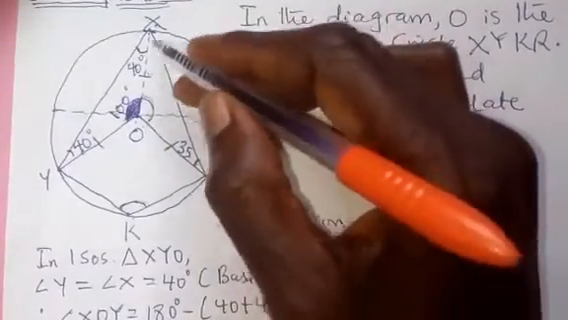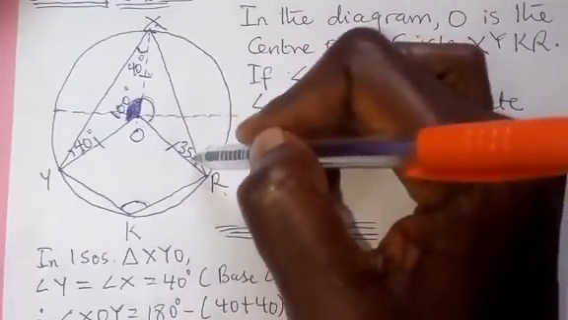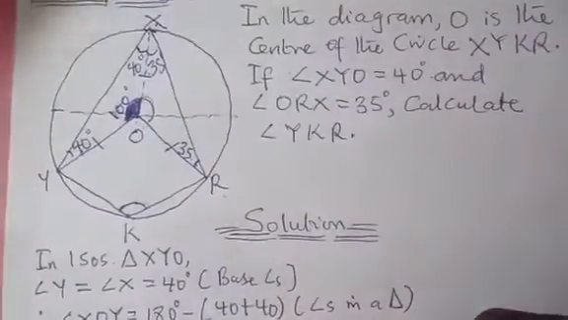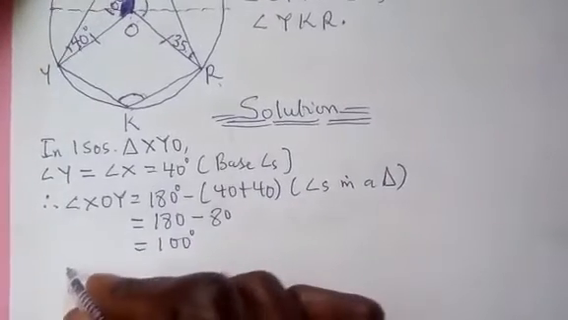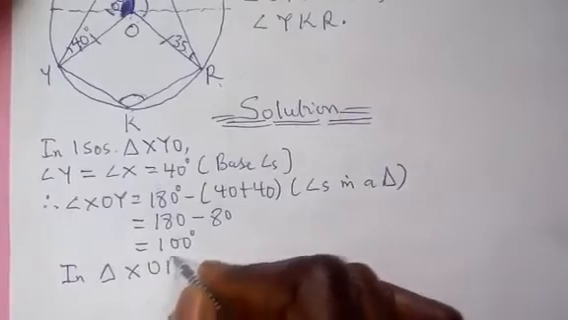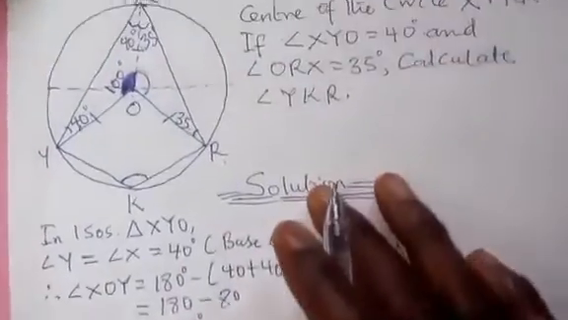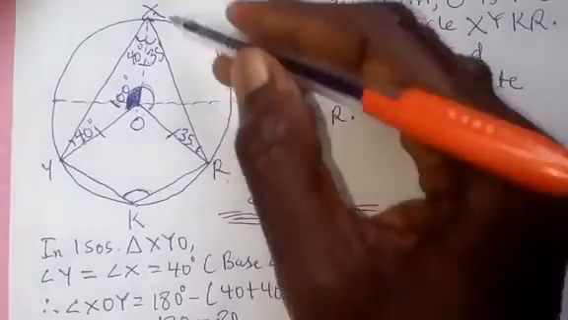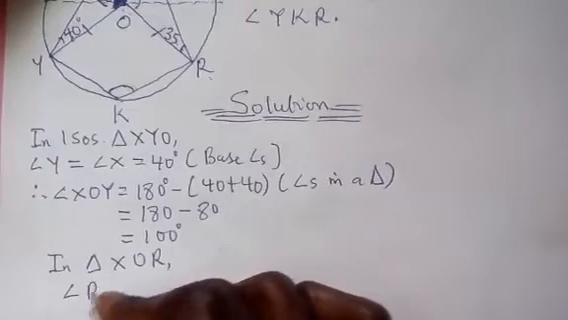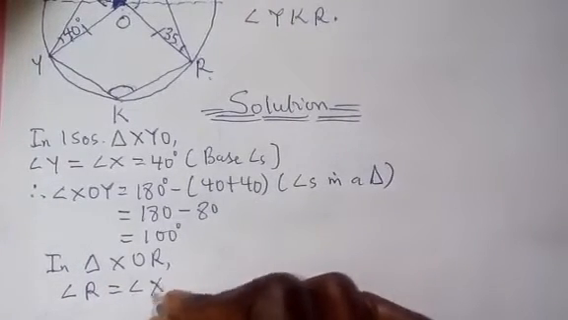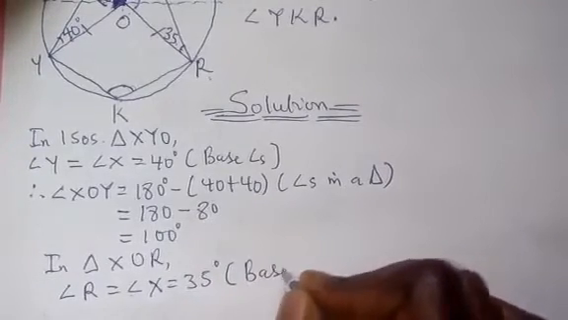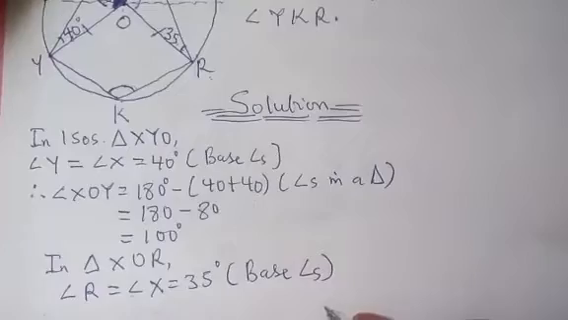Which means that if this is an isosceles triangle and here is 35 degrees, it also means that the base angle here will also be 35 degrees. So we are going to consider that. So we say in triangle XOR, we know that the other side of R here, that is angle R, will be equal to angle X. So we can start with that. We can say that angle R is equal to angle X is equal to 35 degrees. That is what, base angles of an isosceles triangle.